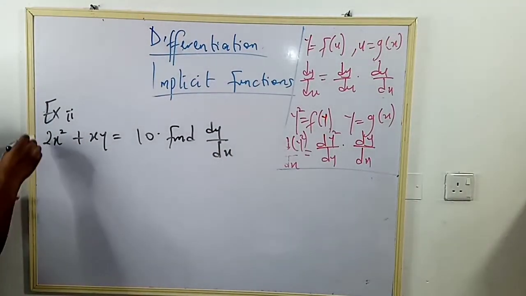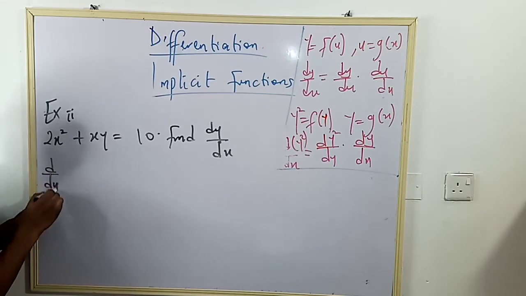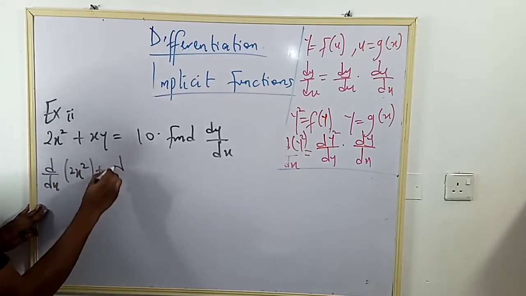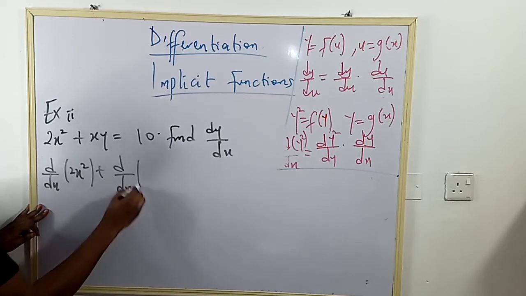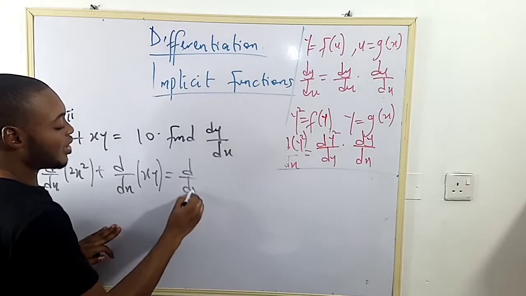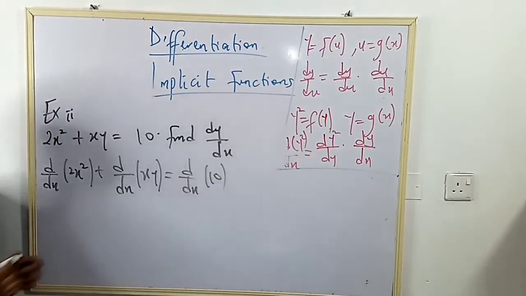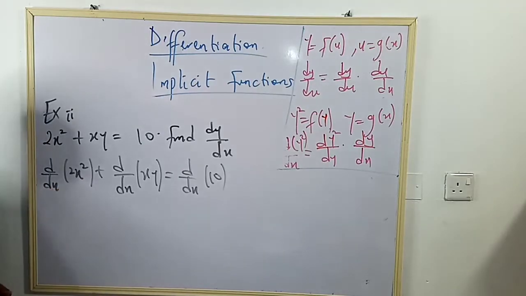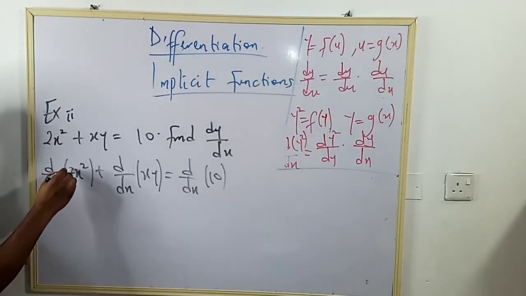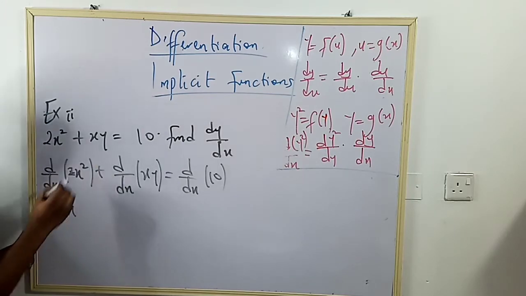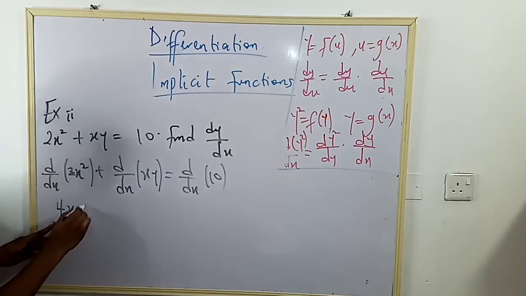So from what we have here now, that means we want to find d/dx of 2x squared plus d/dx of xy equals d/dx of 10. So first, you differentiate this with respect to x. So the derivative of 2x squared with respect to x, 2 times 2, that's what? 4x raised to the power 2 minus 1, which is 1, plus.